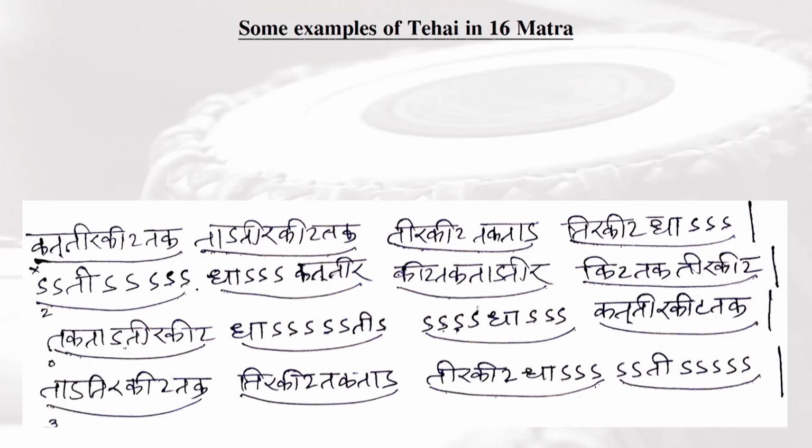So we have kattirikita ta, tirikita ta, tirikita dha, ti, dha. So this structure is kattirikita ta, tirikita ta, tirikita dha, ti, dha, ti.